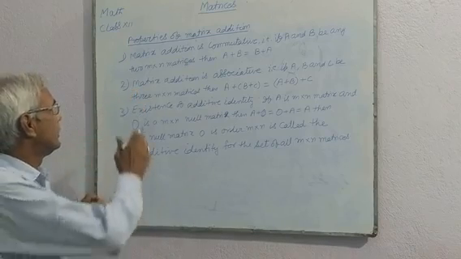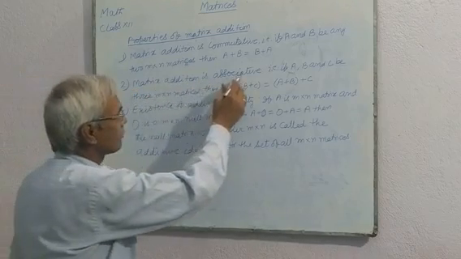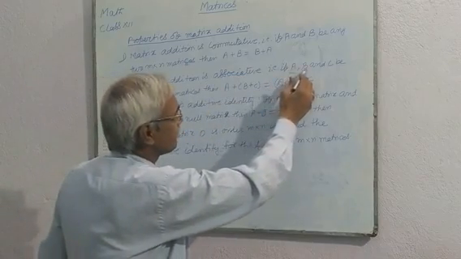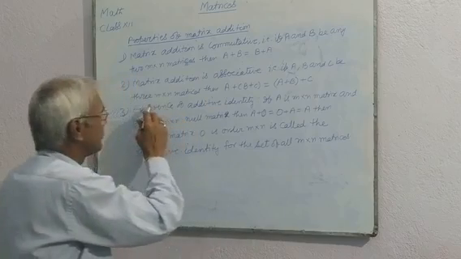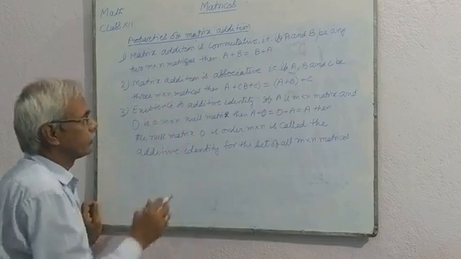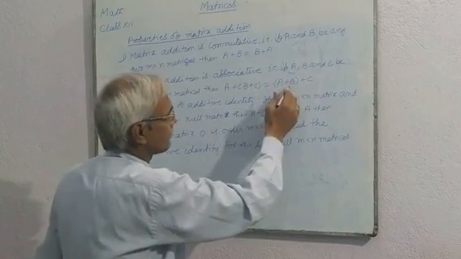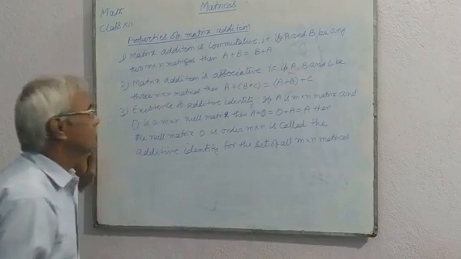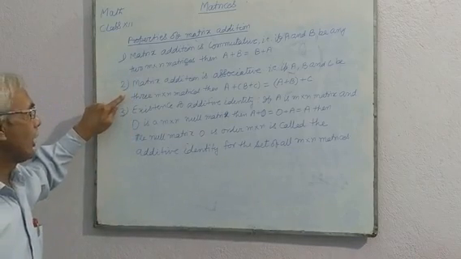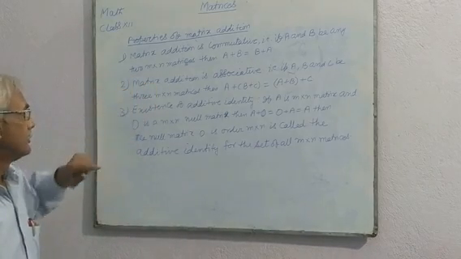Associative law. Matrix addition is associative. If A, B and C are three m into n matrices, then A plus B plus C equals A plus B plus C, grouped either way. This is called the associative law of addition of matrices.